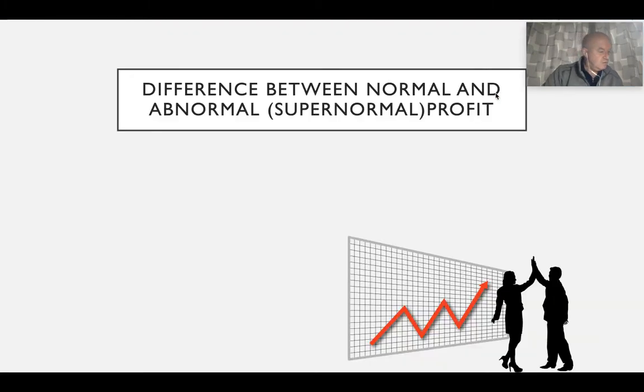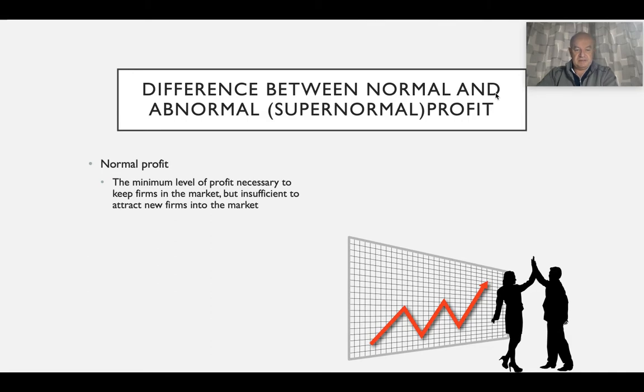Okay, so let's take a look at what the difference is between normal and abnormal or supernormal profit. And we've sort of talked about that briefly, but I'm just going to go through it in a little bit more detail. So if we've got normal profit from an economist standpoint, that's basically the minimum level of profit necessary to keep firms in the market, but insufficient to attract new firms into the market. So in that situation, if we were making humongous amounts of profit, that is basically going to attract new firms into the market, and the competition that is attracted will essentially almost compete away any higher level supernormal profits.